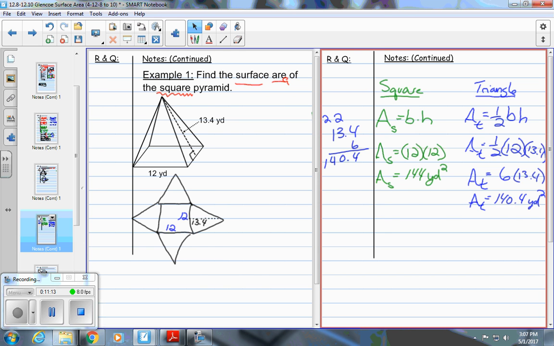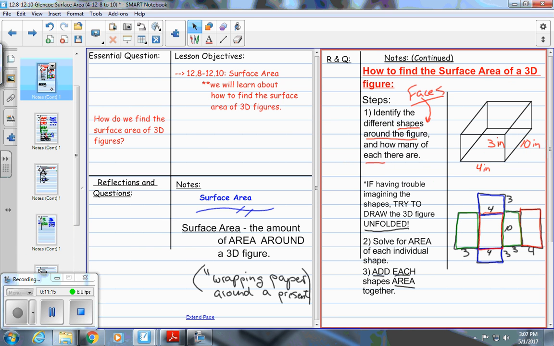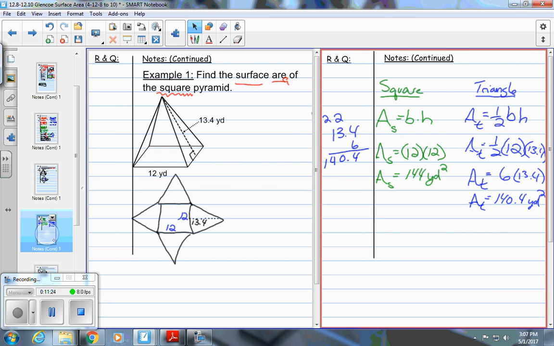Okay, now we have each area. So going back to our note, what do we do now? That's right. We solved for each area in step 2 here. And now we have to add each shape's area together. So surface area here. How many squares are showing up in the problem? One of them. So we have our area of the square. And then we have to add to it the area of the triangle. But how many identical triangles are there?